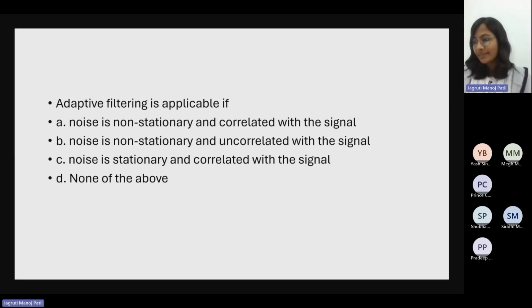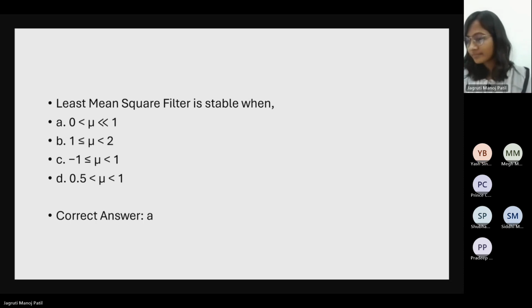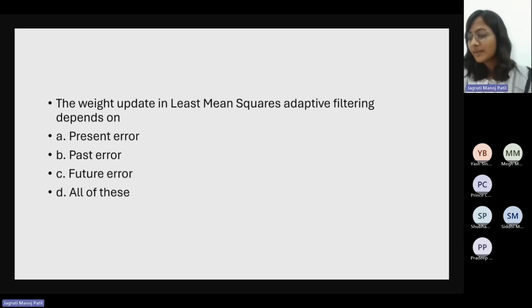Okay. Adaptive filtering is applicable if B. Non-stationary and uncorrelated with the signal. Yes. Least mean square filter is stable when? I guess it's pretty much C. A. Yeah. The weight update in LMS adaptive filtering depends on?